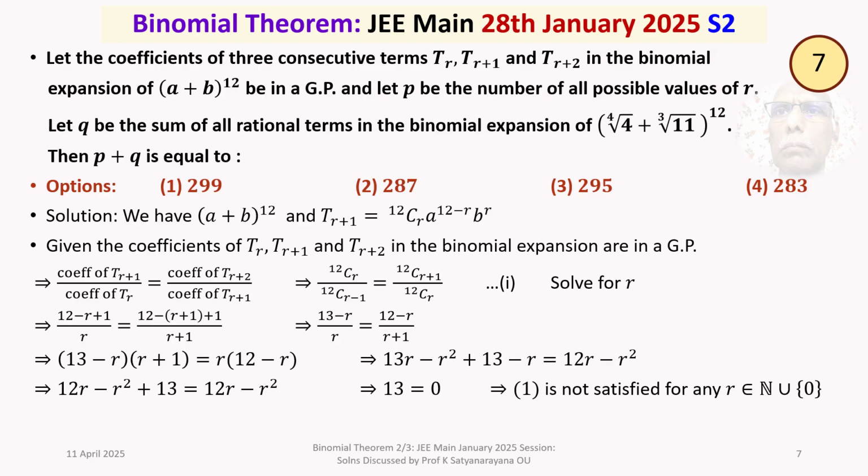It's not possible. That means this equation 1 is not satisfied for any r belonging to N union singleton 0. So that means P denotes the number of all possible values of r. There are no possible values of r. Therefore, P is equal to 0. Agreed. That's the first part of it. Move to the second part.